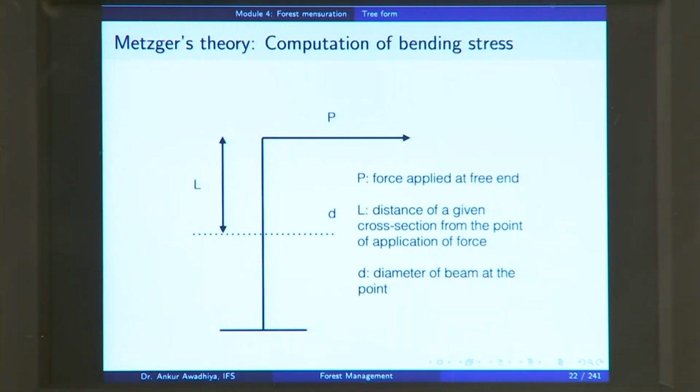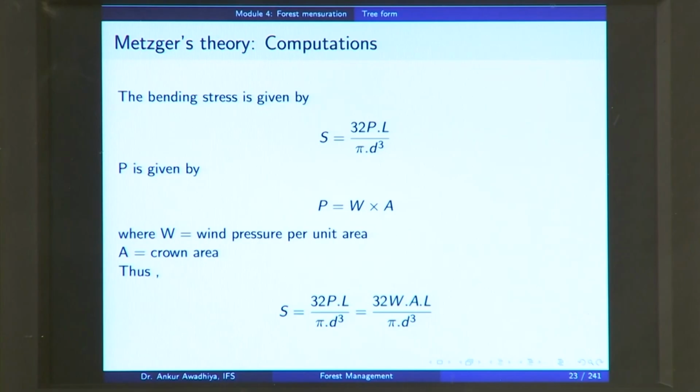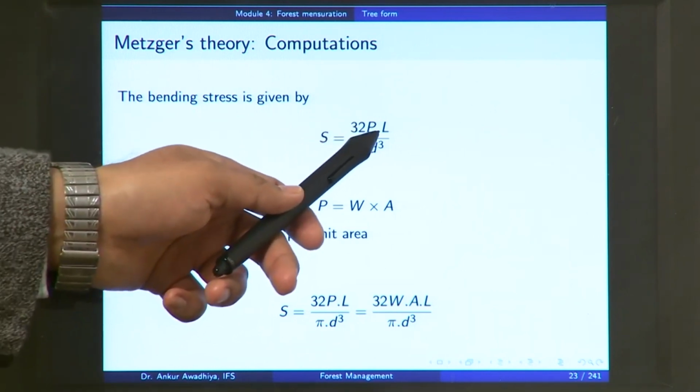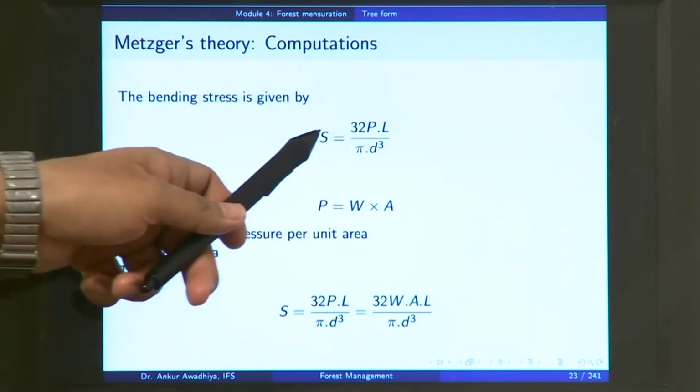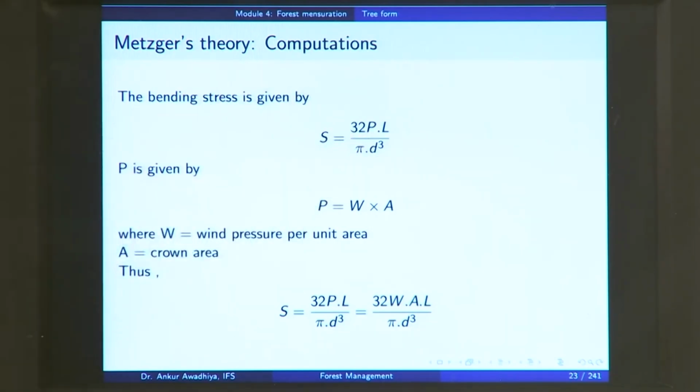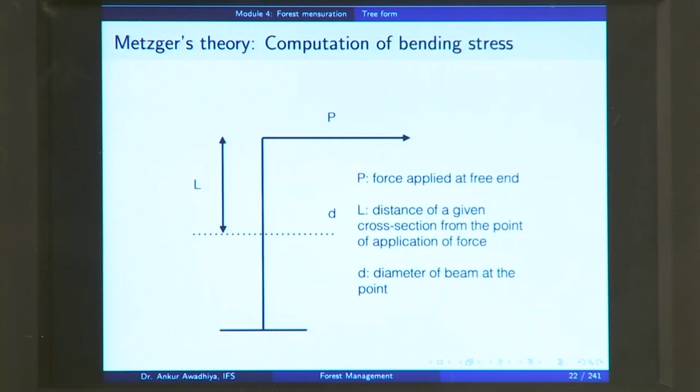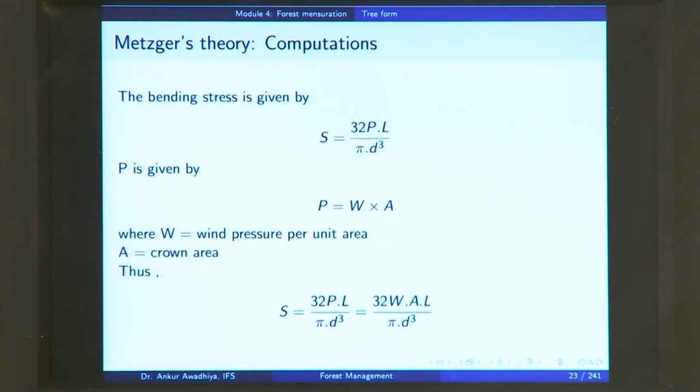Now, with this formulation, if we compute the bending stress, then the bending stress at any point will be given by S is equal to 32 P times L divided by pi d cube, where P is the force of the wind, L is the distance from the top, and d is the diameter of the stem at that particular point. Now, P or the wind force is given by W into A, where W is the wind pressure per unit area and A is the crown area.